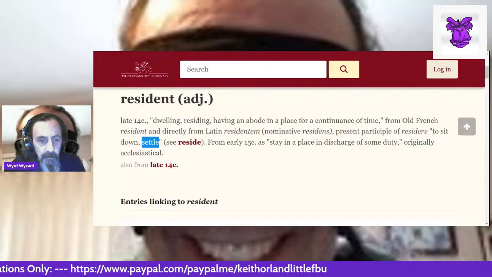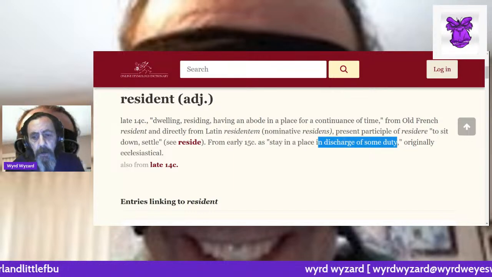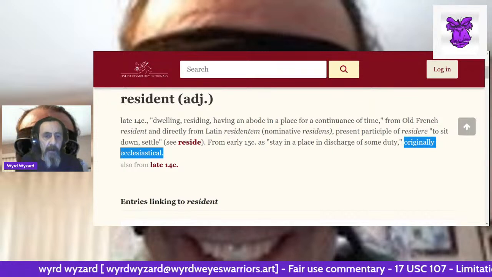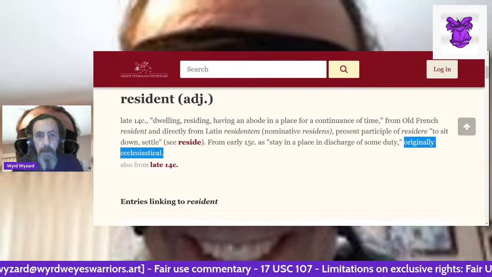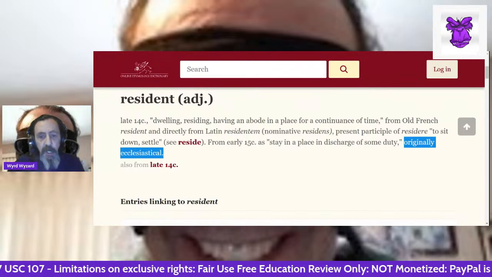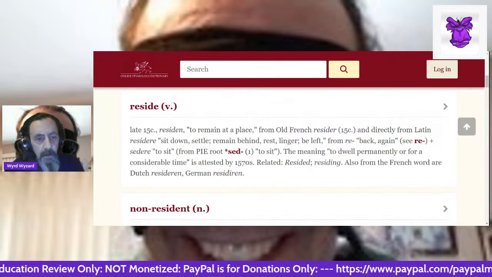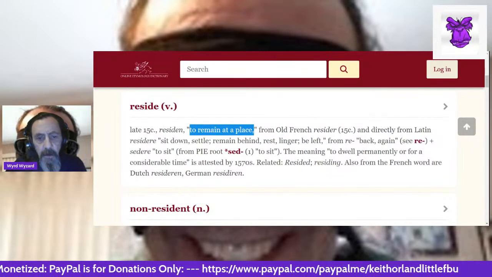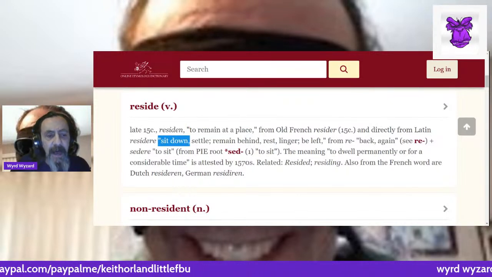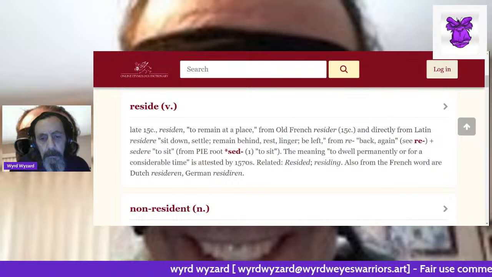What says so? From early 15th century, as stay in a place in discharge of some duty. Originally ecclesiastical, as being a brother's keeper. Not literally to go take your brother and keep him behind bars until he discharges some duty. Reside, to remain at place. From Old French resider, 15th century, and directly from Latin residere: sit down, settle, remain behind, rest, linger, be left.